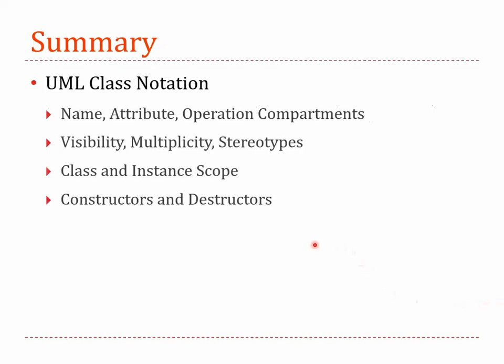To summarize, in today's session, we have explained the UML class notation, including name, attribute, and operation compartments, visibility, multiplicity, stereotypes, class and instance scope with the differences between them, and constructors and destructors. These concepts are essential for creating effective UML class diagrams and designing robust object-oriented software systems.